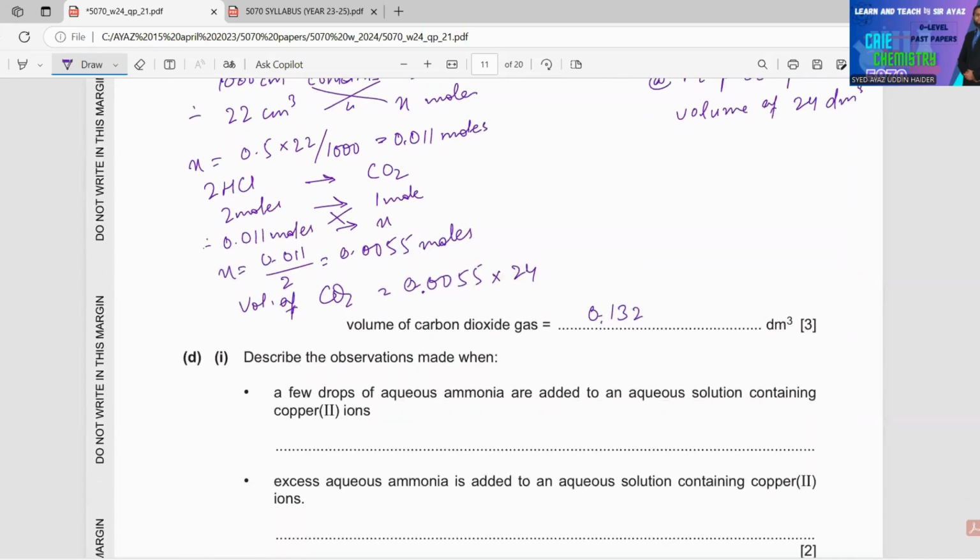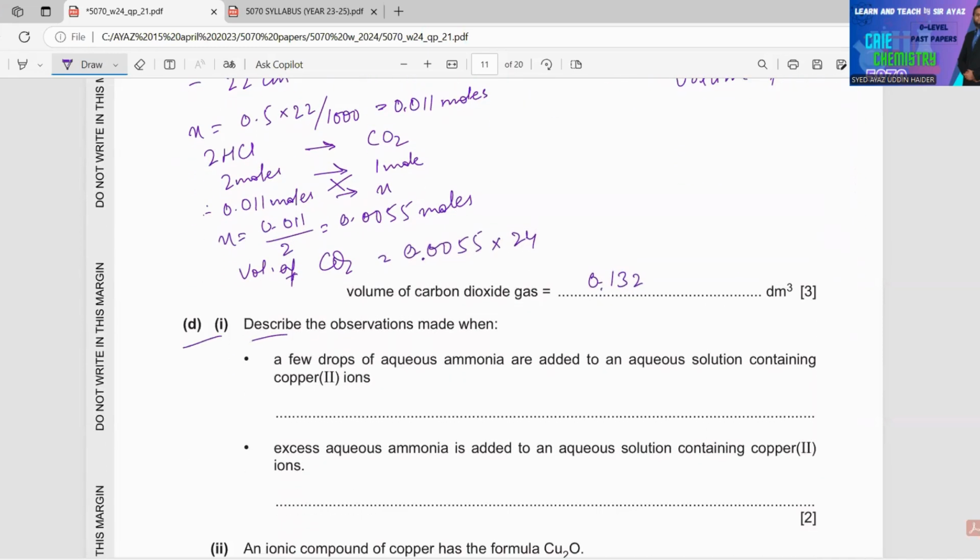D1. Describe the observations made when a few drops of aqueous ammonia are added to an aqueous solution containing copper 2 ions. We know that it produces blue precipitates. So I will write blue precipitates.